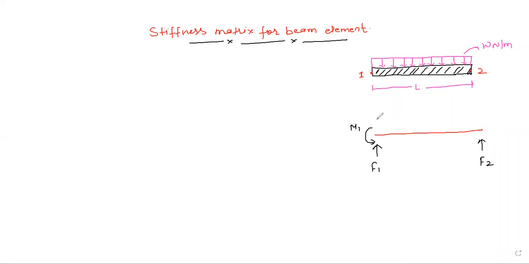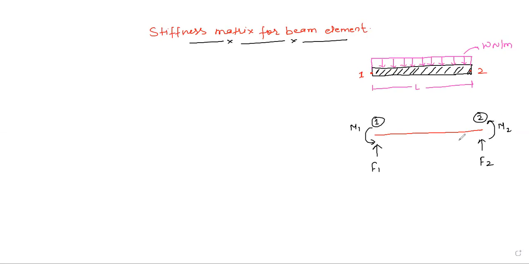And at this point, because this is node number 1, right? And this is your node number 2. So whatever is at node number 1, I will give the suffix as 1, and here I will give the suffix as 2. So F2, now M2. Let us take here the moment developed as M2. Okay. Now fixed end moments.